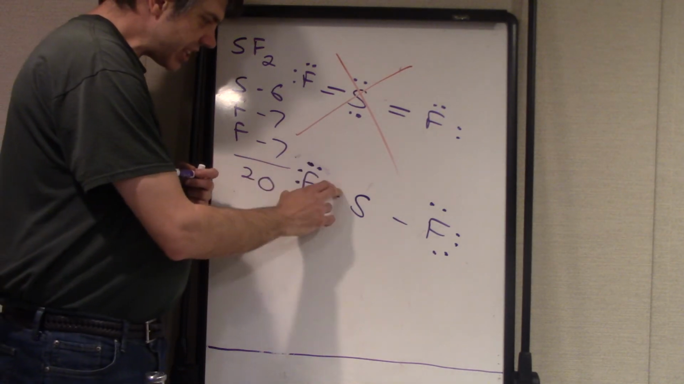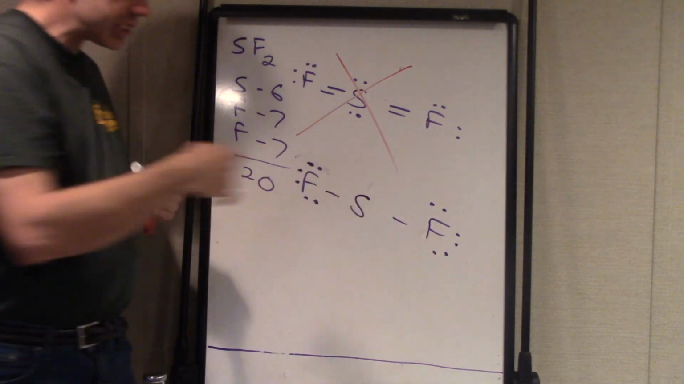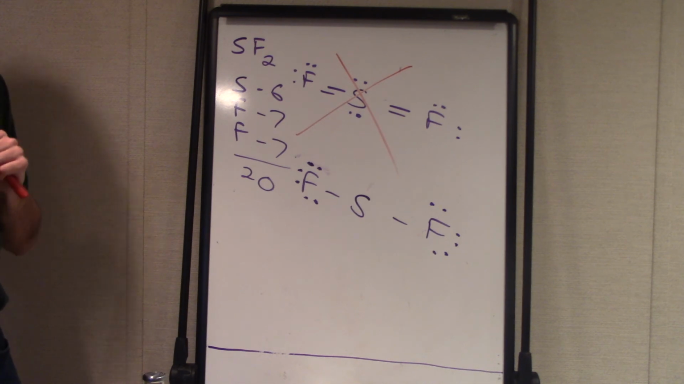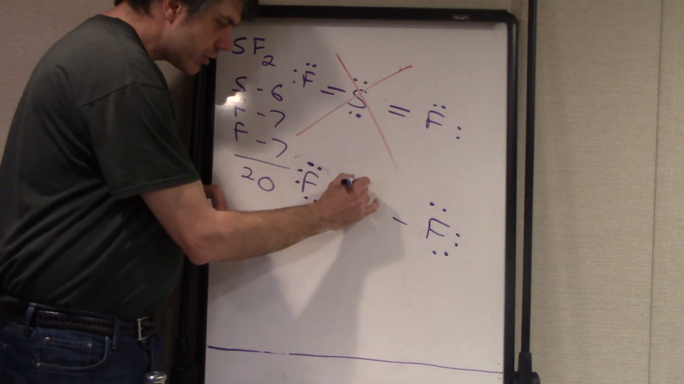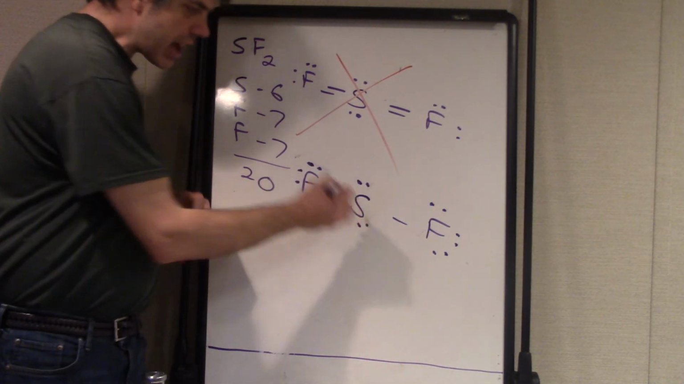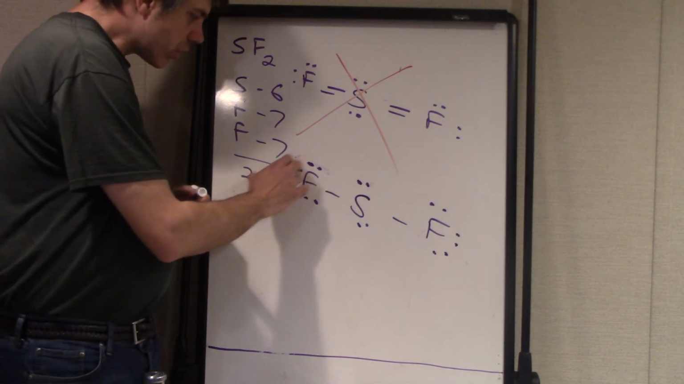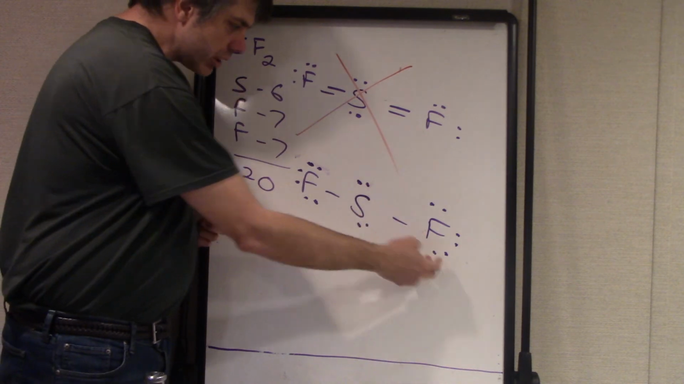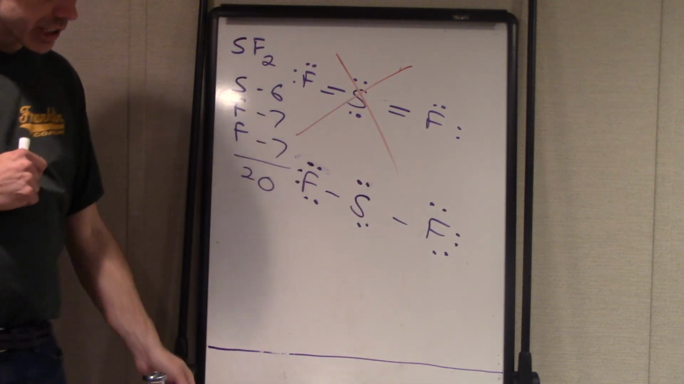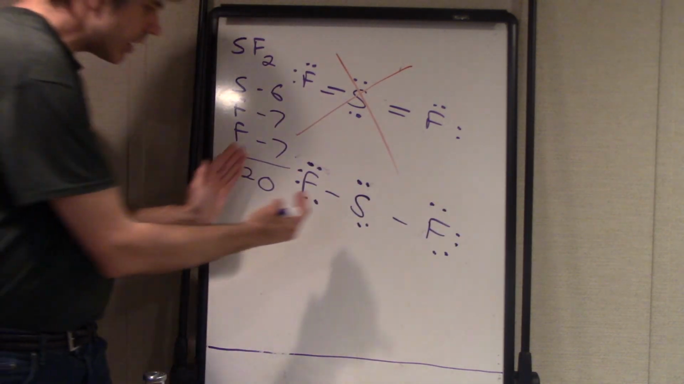2, 4, 6, 8, 10, 12, 14, 16. I'm short 4 electrons. Where would they go? 2 lone pairs on that central atom. You check and see how you did. 2, 4, 6, 8, 10, 12, 14, 16, 18, 20 electrons. That's good. You would check the octet rule.